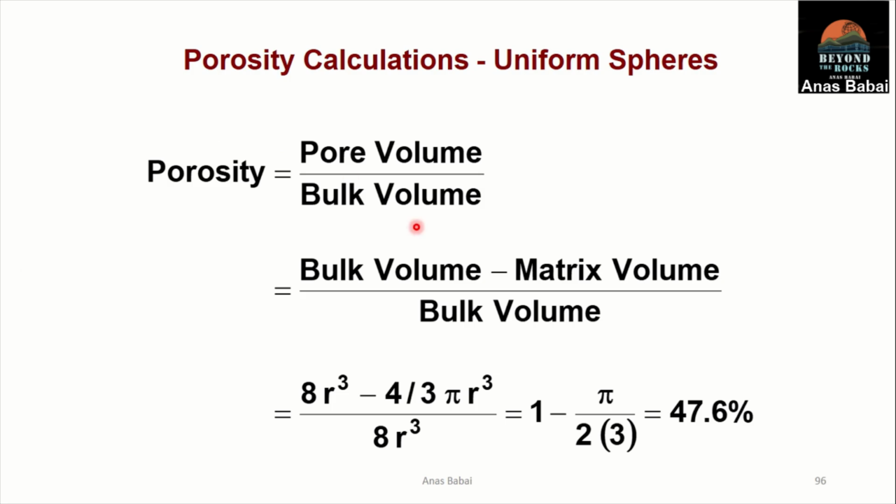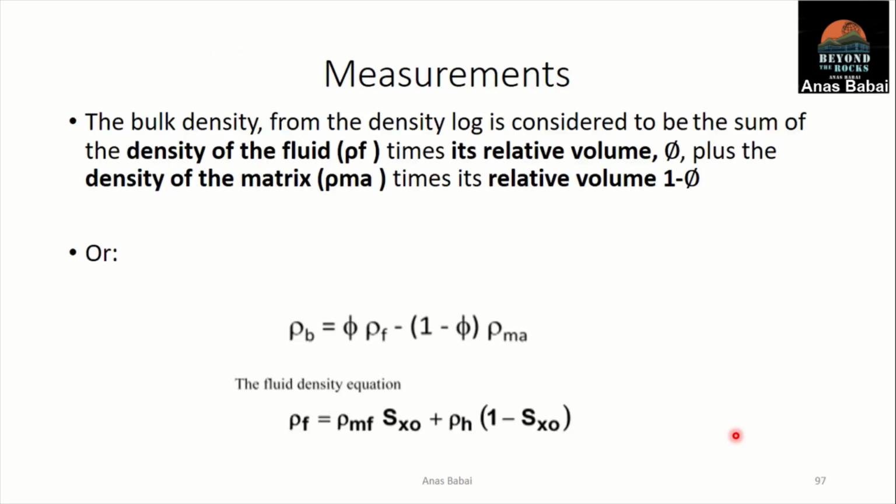Now the next step is to substitute those values in the formula in order to get the final result. If we substitute the bulk volume minus the matrix volume, divided by the bulk volume, you do the math, you will end up with 47.6%. So based on this concept, you can easily find the porosity value for any arrangement that you have.